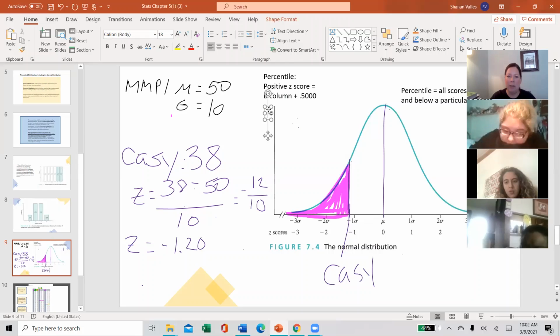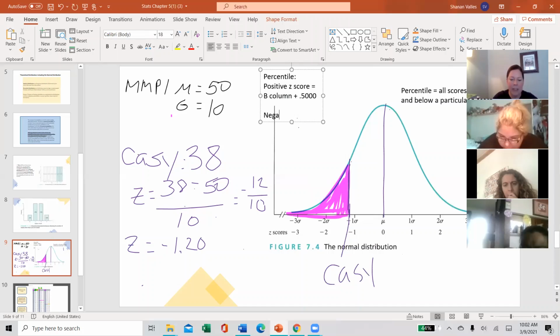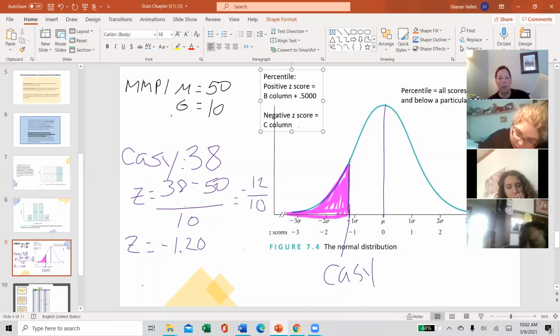So a percentile for, you know what, hold on, let's see. I could probably just add it into here, huh? For a negative z-score, all it is is C column. That's it. Easy peasy lemon squeezy. So let's find 1.2.